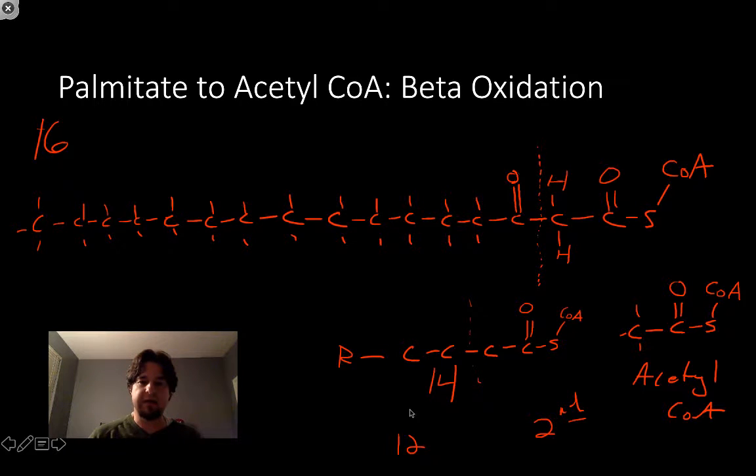And it'll happen again, and then we'll have 10 left and 8 left and 6 and 4 and 2. And well, 2, that's just our acetyl-CoA, right? So from our original 16-carbon palmitic acid, that's going to get chopped down and oxidized and oxidized and oxidized 8 different times. So we'll have a total of 8 acetyl-CoA molecules from the oxidation of palmitic acid.